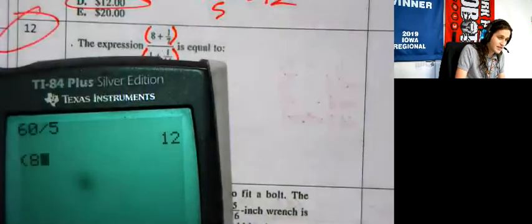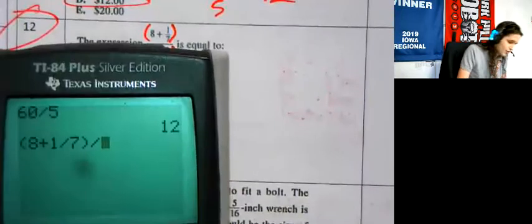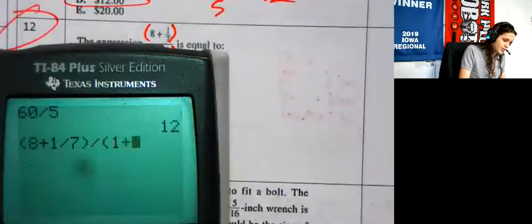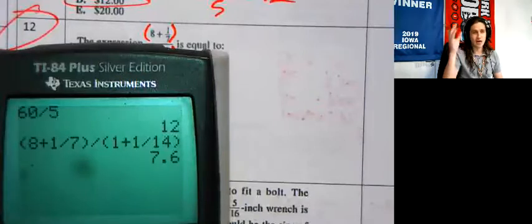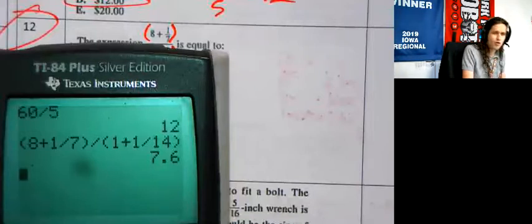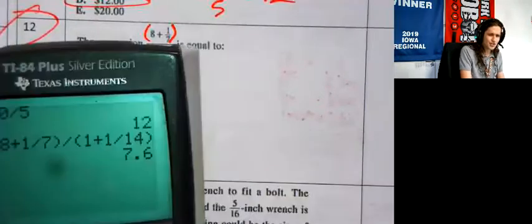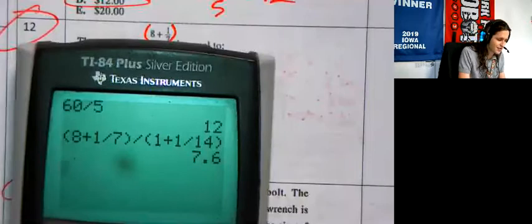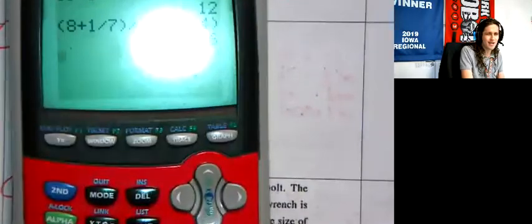Parentheses, 8 plus 1 divided by 7, close parentheses. Divide by, what's on the bottom? Parentheses, 1 plus 1 divided by 14. You could come up with common denominators. You could do that. Oh, but then you say it's, shoot, 7.6. I don't know. What do?